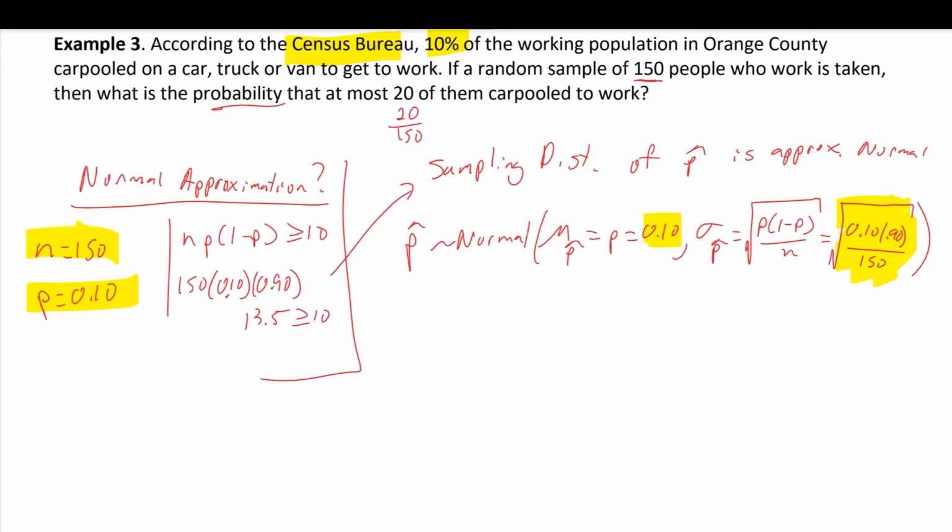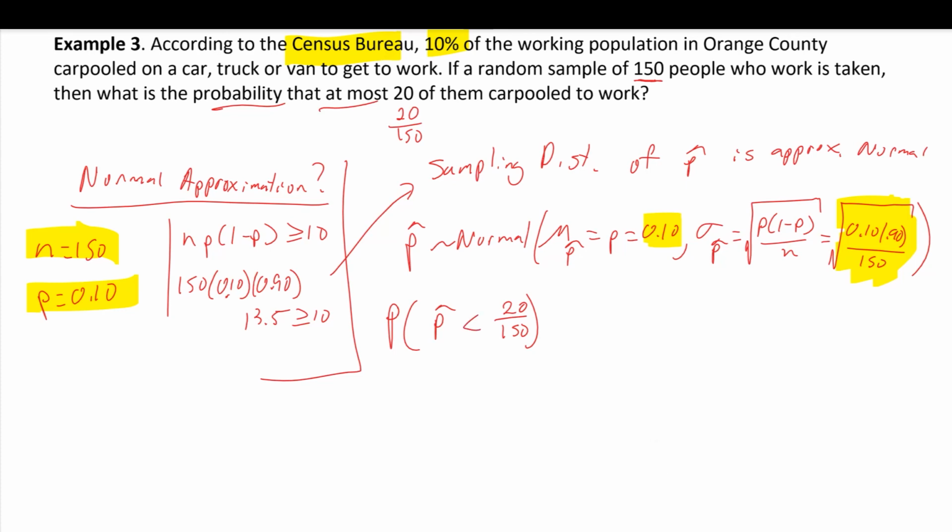Now, this was asked a little bit differently. They said, what's the probability that at most 20 of them carpool to work? They're not saying that p hat is greater than or equal to 20, because p hat can only range between 0 and 1. It's a proportion. So they're really asking, what's the probability that p hat is at most 20 out of 150? Can it be more than 20 out of 150? No, at most it can be 20 out of 150, so it has to be less than that.